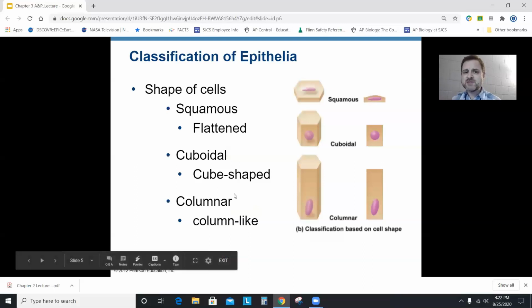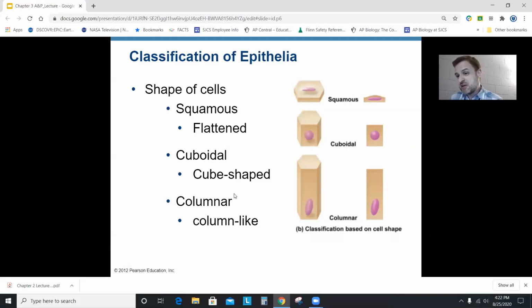The second way is by the shape of the cells. Squamous or squamous, I've heard it pronounced both ways. I usually say squamous. Squamous cells are flattened, kind of like tiles. Cuboidal cells are shaped like cubes. That's not shocking. And columnar cells are shaped like columns. So there's 2 classification schemes. There's by the number of layers and there's by the shape.